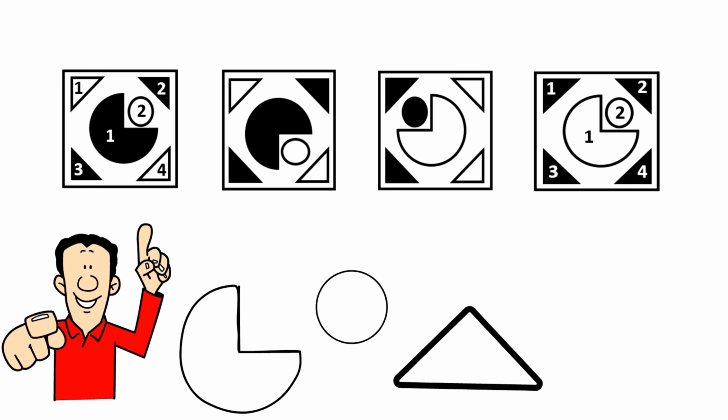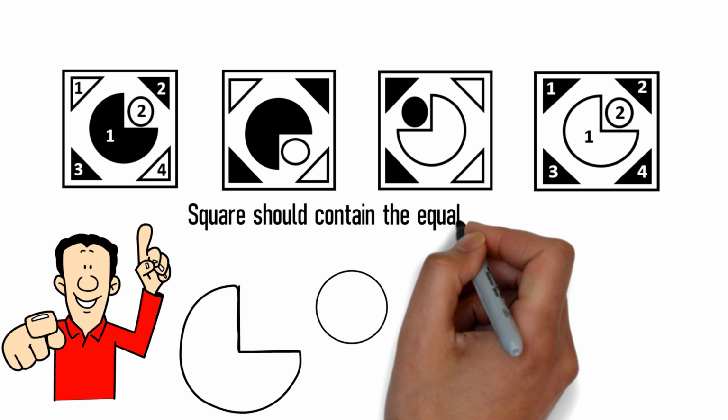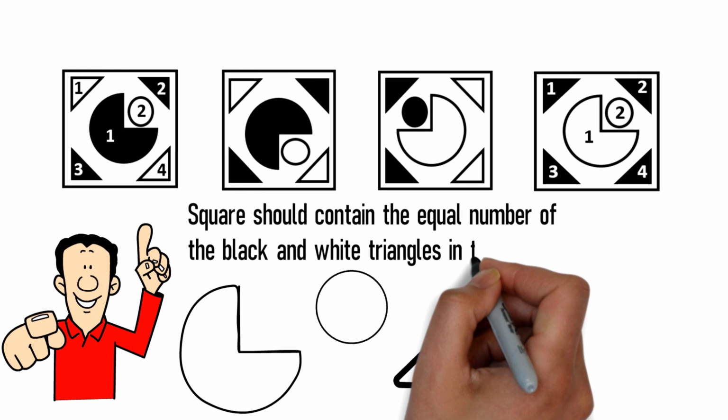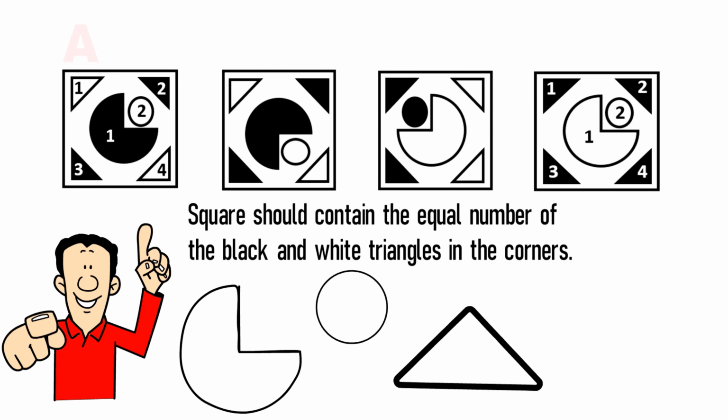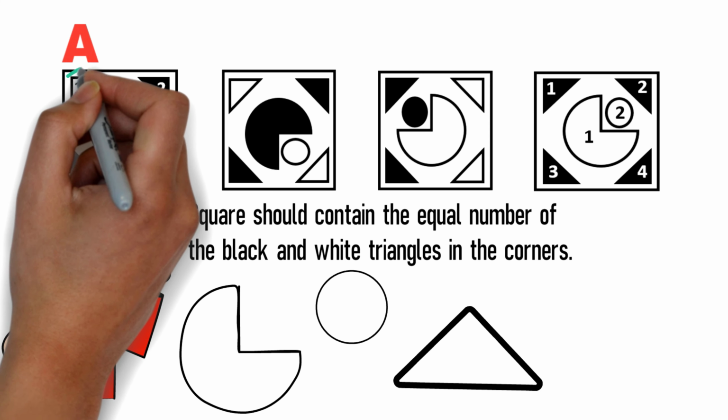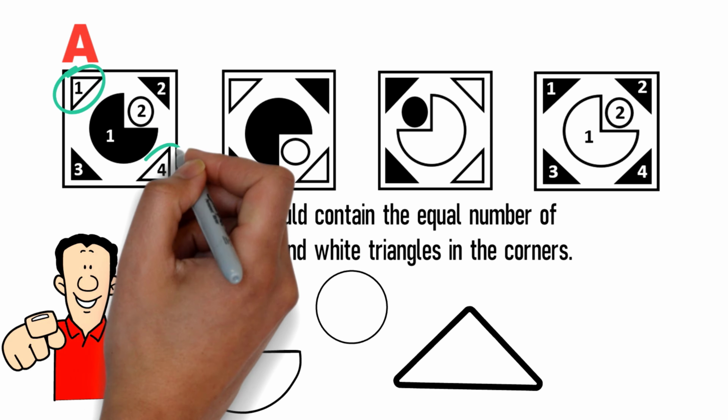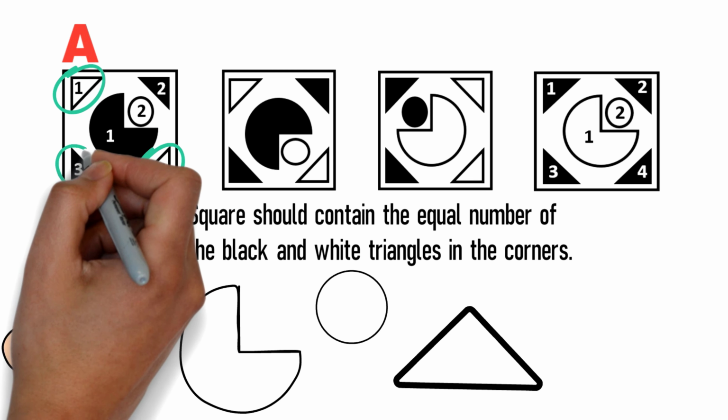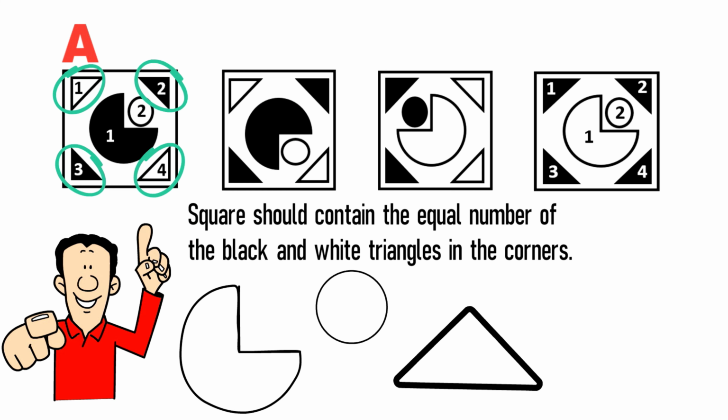In this particular case, the pattern is that the square should contain an equal number of black and white triangles in the corners. Triangles in the square A are positioned diagonally across from each other. White triangles are located in the upper left corner and in the bottom right corner, and black triangles are located in the bottom left corner and in the upper right corner. You can see that the same pattern exists in the shape B, 2 white triangles and then 2 black triangles, and in the shape C, 2 black triangles on the left and 2 white triangles on the right. But if we look at the choice D, you see that there are 4 black triangles in the corners.